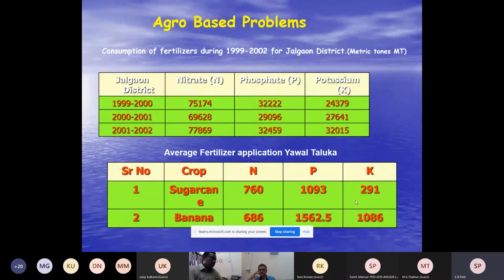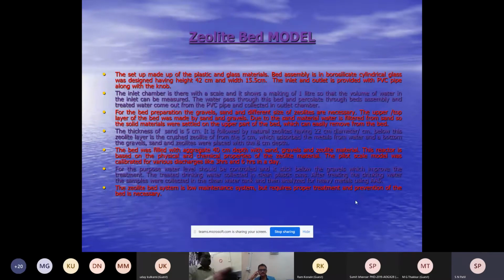Concentration is high in many parts of 15 districts of Maharashtra state, as Jalgaon is one of the major consumers of chemical fertilizers. Then we have made one optimum low-cost technique on laboratory scale. This is the output of one of my UGC research projects, and the current NASI project is running, and we will very soon implement this particular zeolitic bed model in the Nandurbar area.